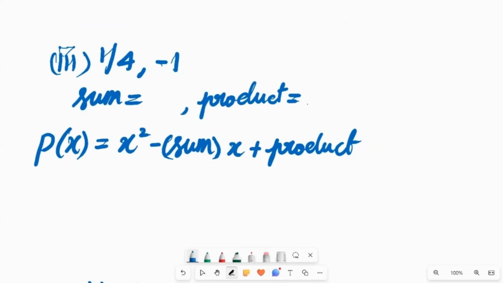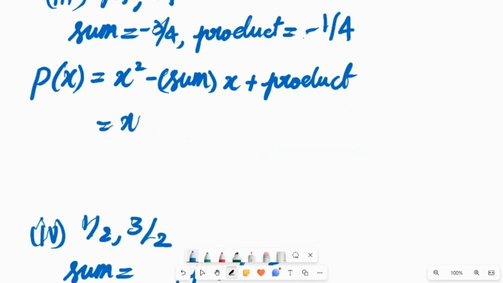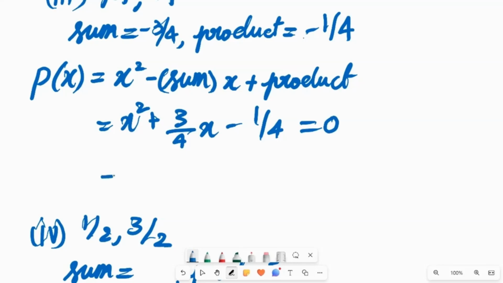Next one we have 1 by 4 and minus 1. So sum would be minus 3 by 4 and product would be minus 1 by 4. So if I substitute it, x² minus of minus is plus 3 by 4 into x and minus 1 by 4. If I multiply by 4 on all sides, I would get 4x² plus 3x minus 1 equal to 0.